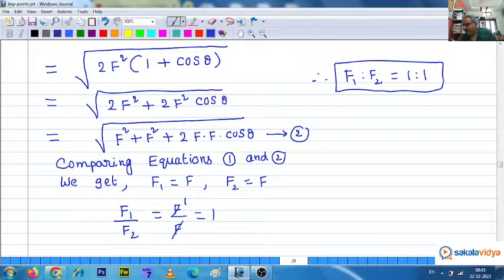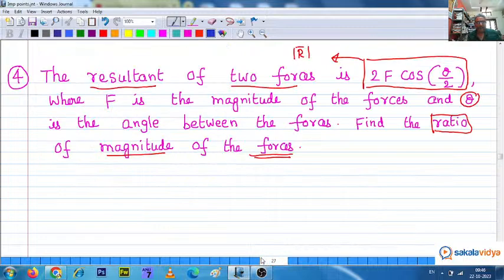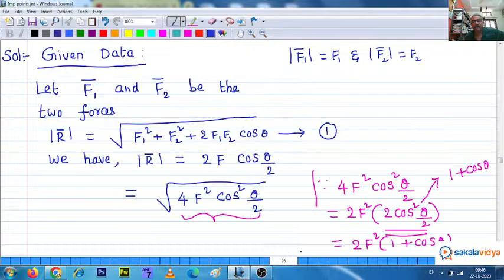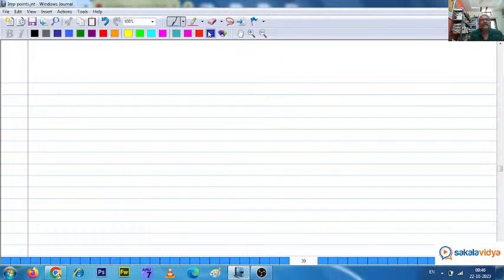I hope you might have understood this question. Once again, go through the question. This is the fourth question. Clear? Okay, let us move to the next, fifth question.